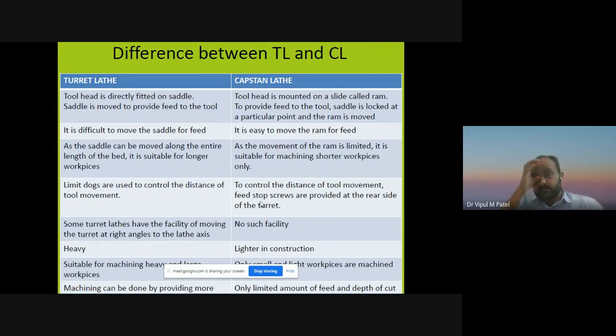In the capstan lathe, to control the distance of the tool movement, fist screws are provided at the rear side of the turret.